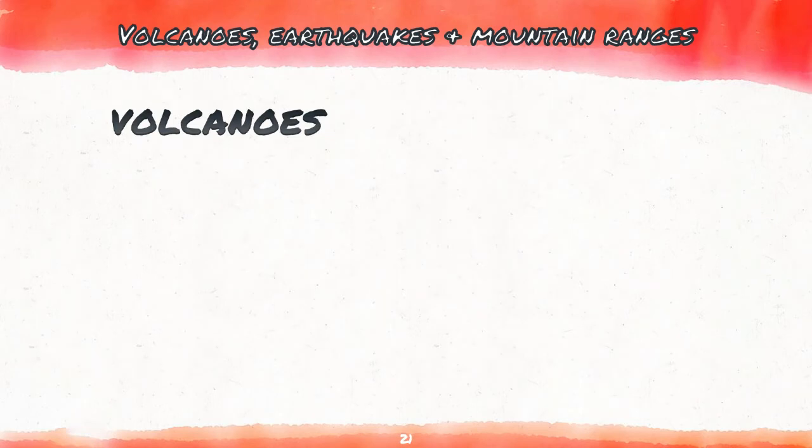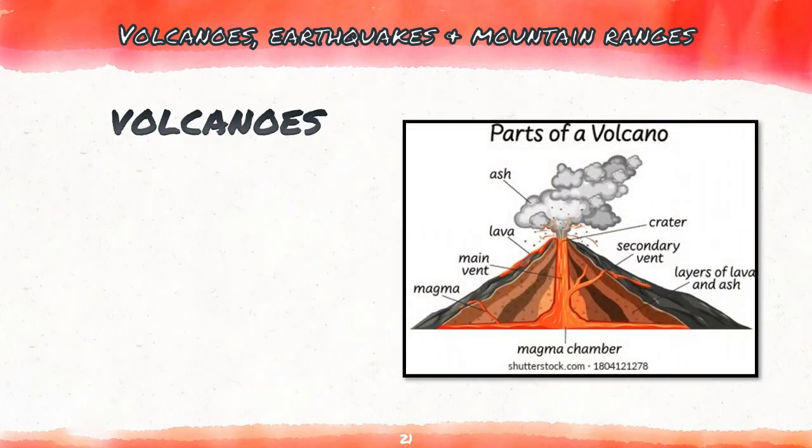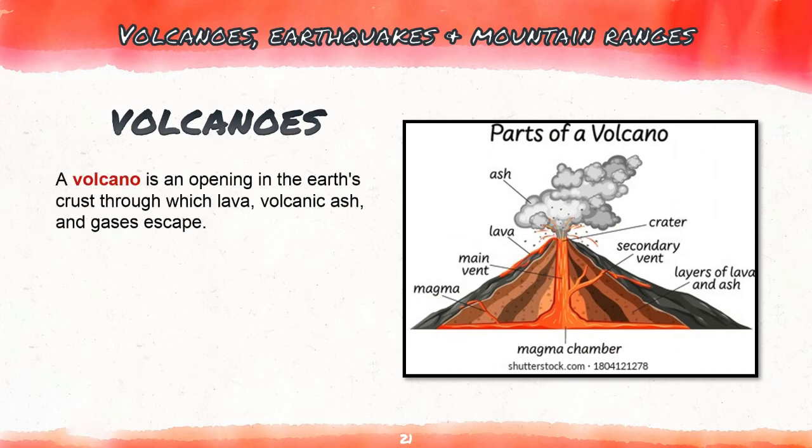We also have here the concept of volcanoes. A volcano is an opening in the Earth's crust through which lava, volcanic ash, and gases escape. If we're going to recall, there are different parts of the volcano, like the magma chamber. That is the container of the magma. We also have here the vents. The vents are the channel where the magma flows throughout the volcano.